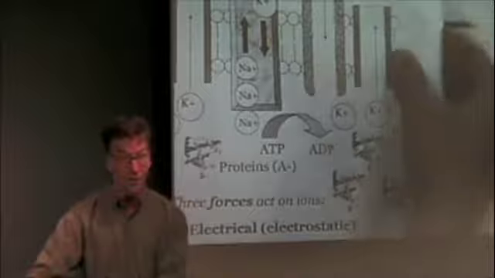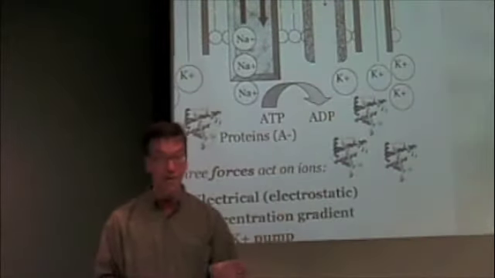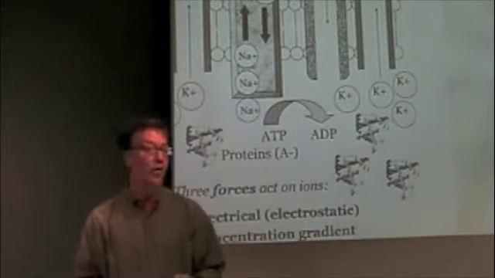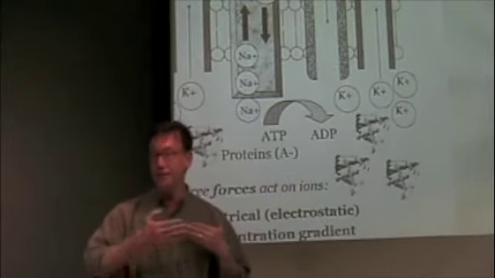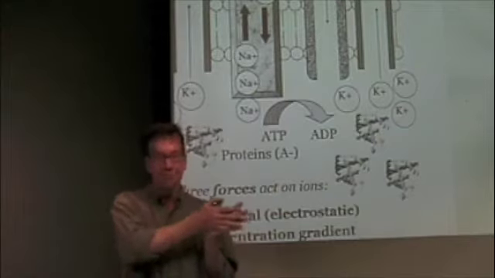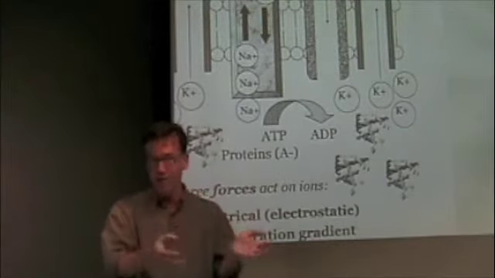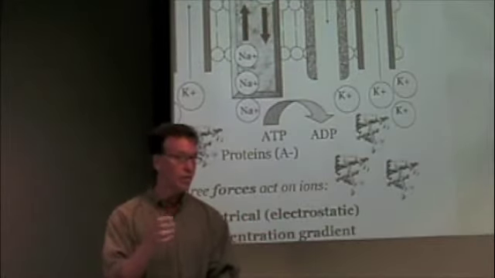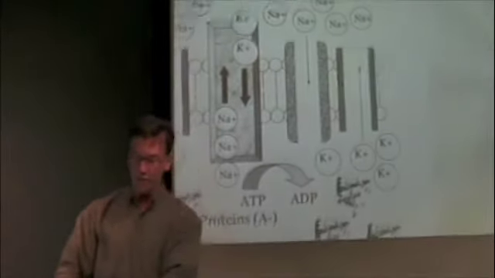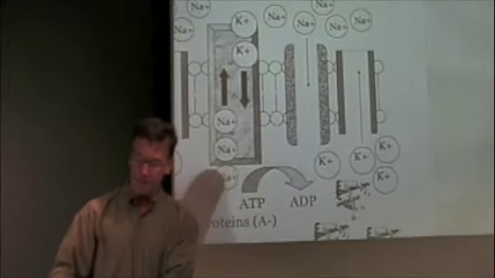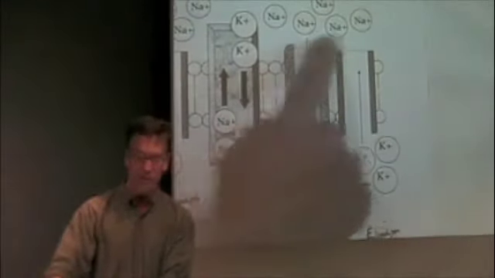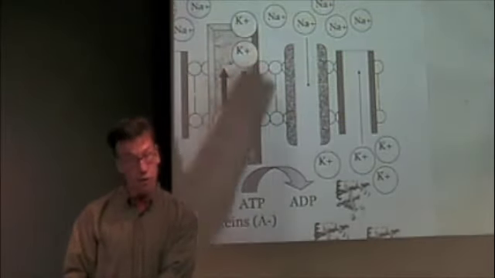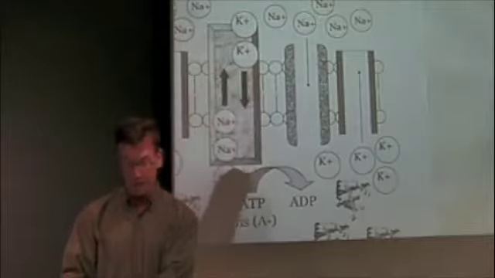Now, there is another force that is acting on these ions in this kind of environment. It's known as the concentration gradient force. A gradient is just a change in concentration or change in amount from one location to another. We just described a gradient as it relates to charge. Because of the action of this pump, you're going to get more positive charge outside and less positive on the inside. So there's a gradient in terms of charge: more positive to less positive.